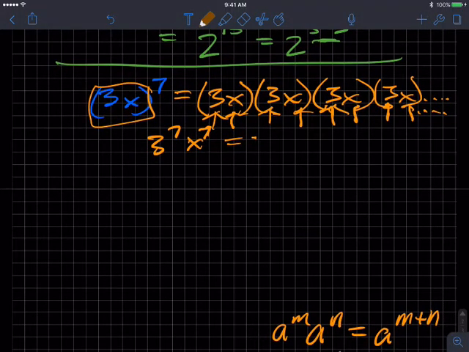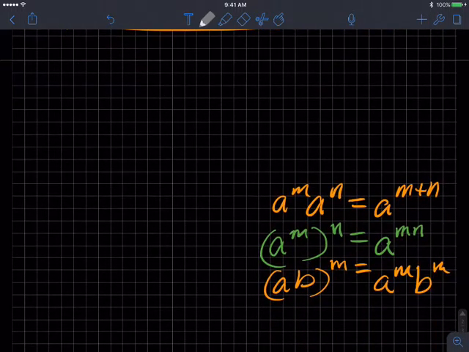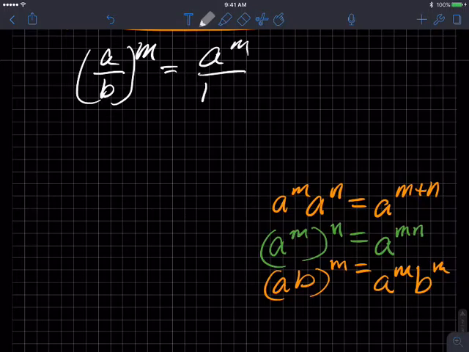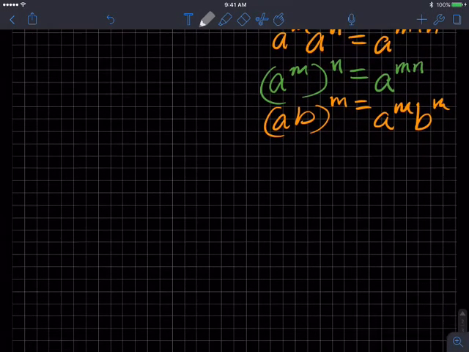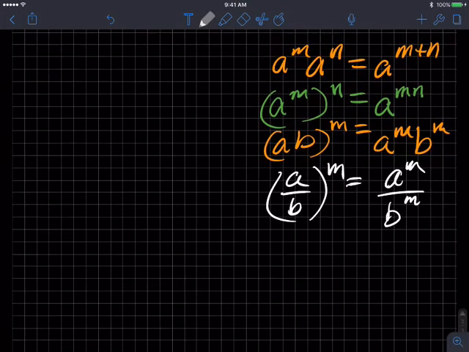I should have gotten a little more room, but we'll see what we can do here. Let's go to white. I haven't used white in forever. It might be too bright, it might scream in my face. Here's the fourth rule: a over b, to the m. This works just like multiplication. Think of the b as 1 over b. So this is going to be a to the m over b to the m. That gives us our fourth rule: a over b to the m is equal to a to the m over b to the m. So those are your exponent rules.